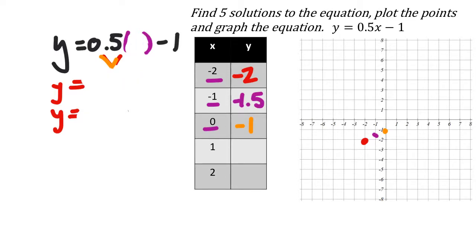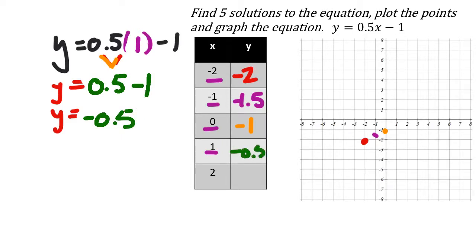So the next value is x is 1. And so 0.5 times 1, that's 0.5. Minus 1 gives me negative 0.5. So 1, negative 0.5 would give us this point right there. Now, I do have to approximate with the decimals, but you shouldn't have to do that on the computers, all right?